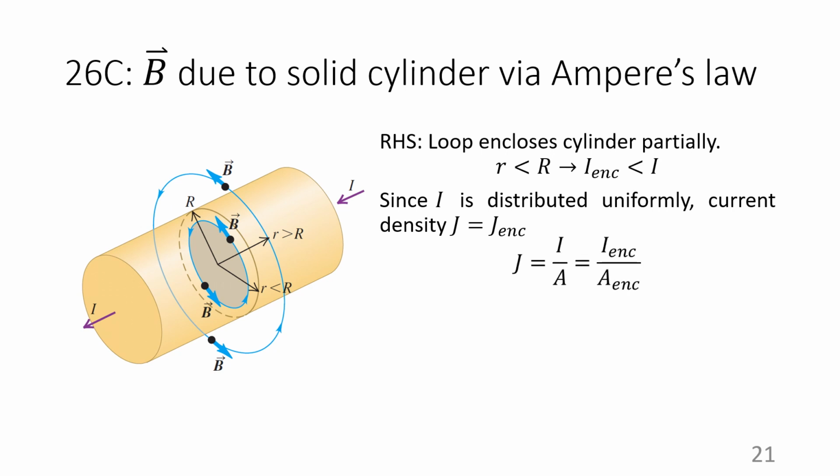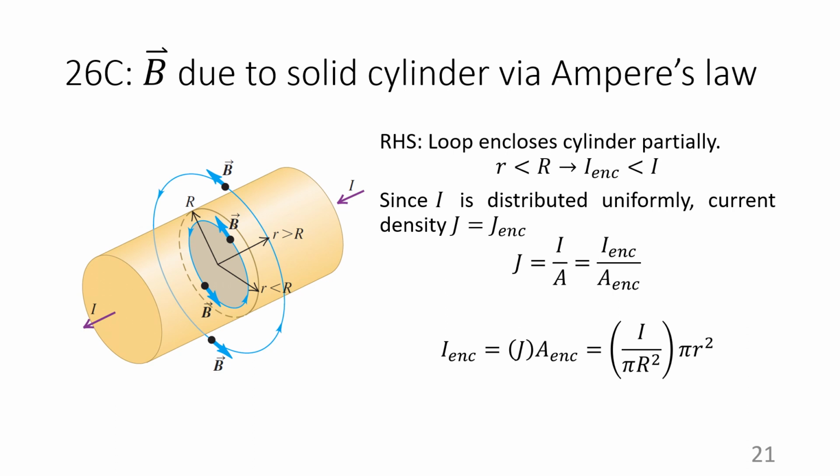Now, we take advantage of this by noting that J is equal to I over A by the definition of a current density, and since it's constant, is also equal to I enclosed over A enclosed. And all you need to do is isolate I enclosed. And by doing that, we have the following expression. We have I enclosed is equal to J times A enclosed, A being the cross-sectional area of the enclosed surface. And then, okay, we have an expression for J, it's I over A. I know that I is given, and A is just the circular cross-section area of the actual cylinder. So we have an equation that's rather simplifiable.